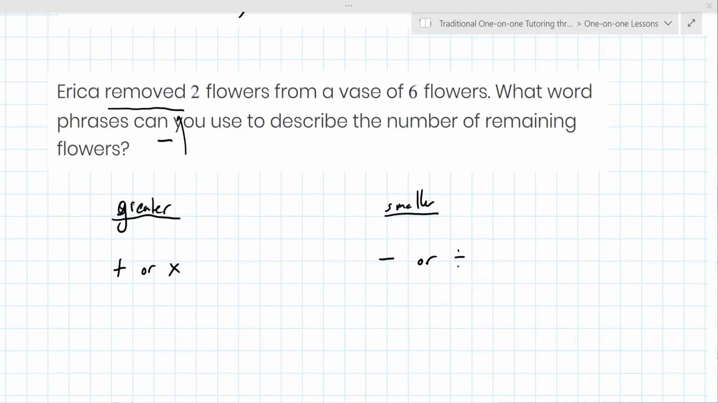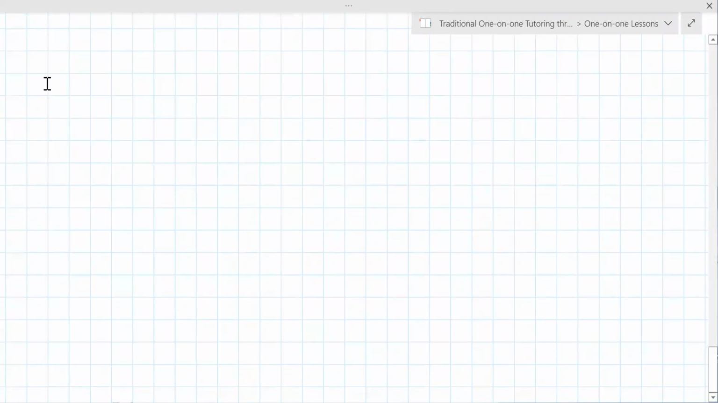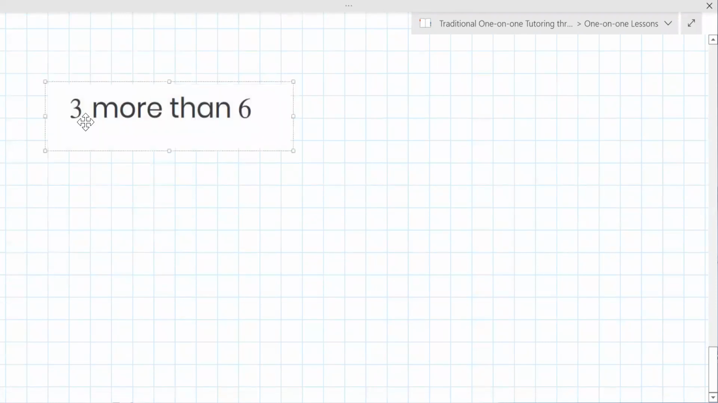So let's try a couple of these here. What math operation do you see here? 3 more than 6. Oh, that's adding. So how would you write it over here to the right? I would write it 6 plus 3. Yep, that's correct. And the order will matter in a couple of these, so we'll get to those.